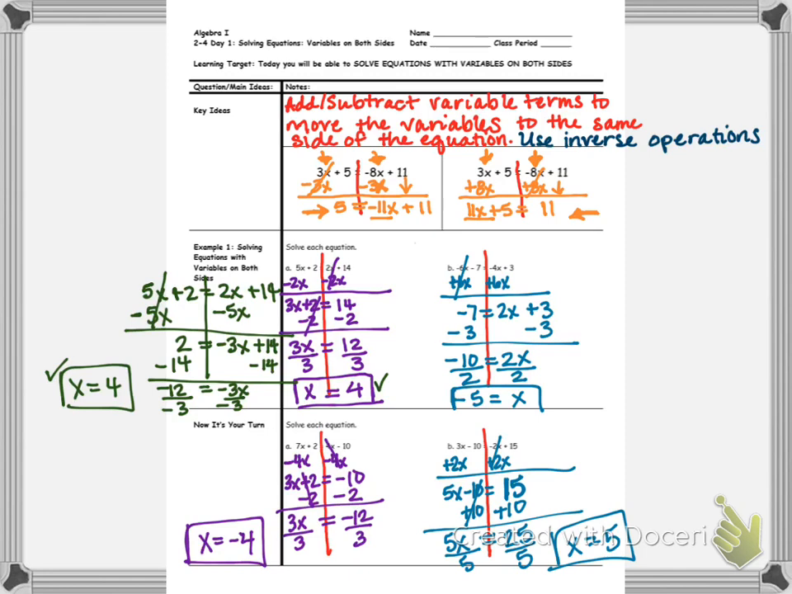So as you can see, we only added one new little layer. There was only one layer, and that is moving the variable over before we get to solving.